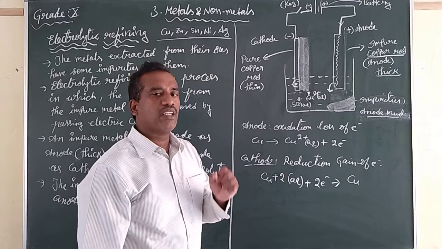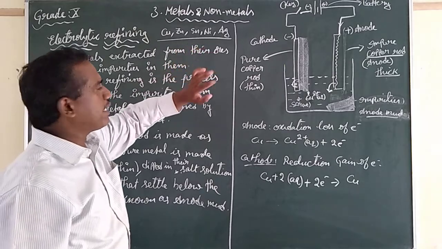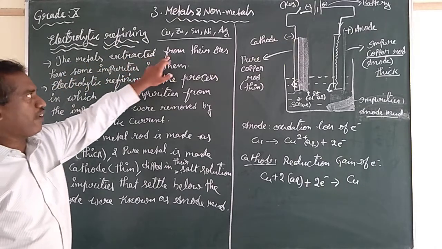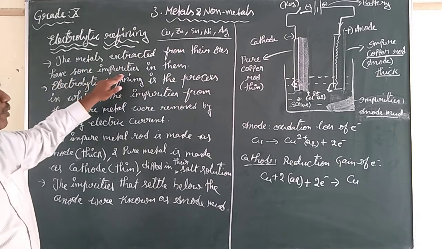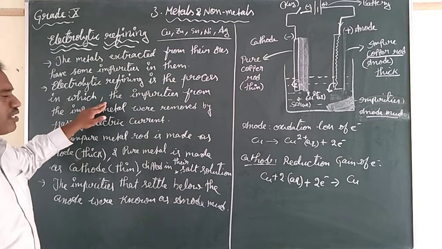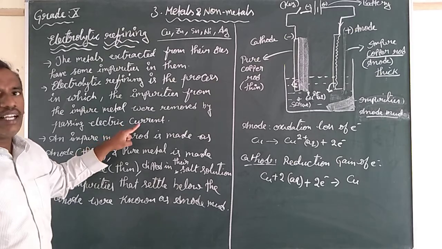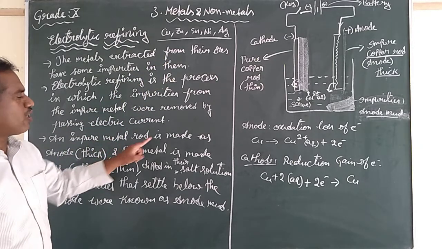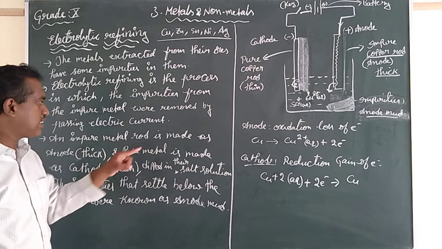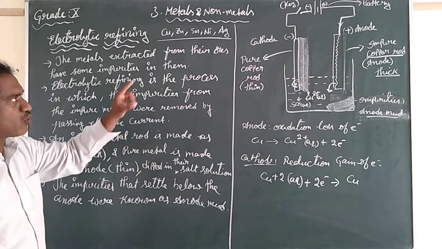Okay, children. By this method, we can refine metals like copper, zinc, tin, lead, nickel and silver. Once again, let us recall some points. The metals extracted from their ores have some impurities in them. Electrolytic refining is the process in which the impurities from the impure metal are removed by passing electrical current. An impure metal rod is made as the anode. It is thick in the starting. And a pure metal rod is made as the cathode, which is thin.